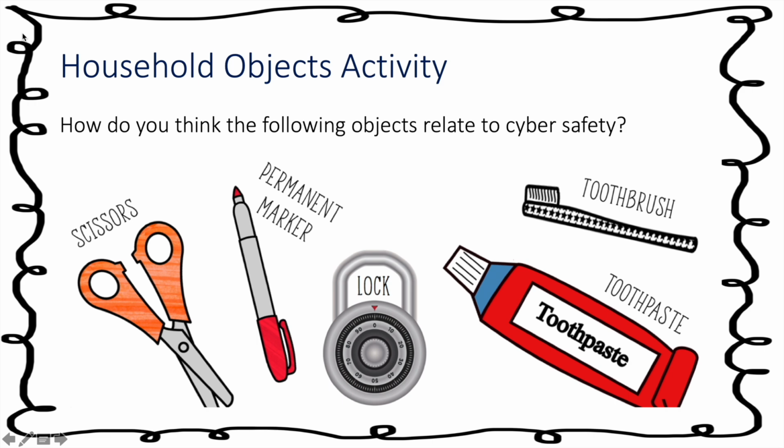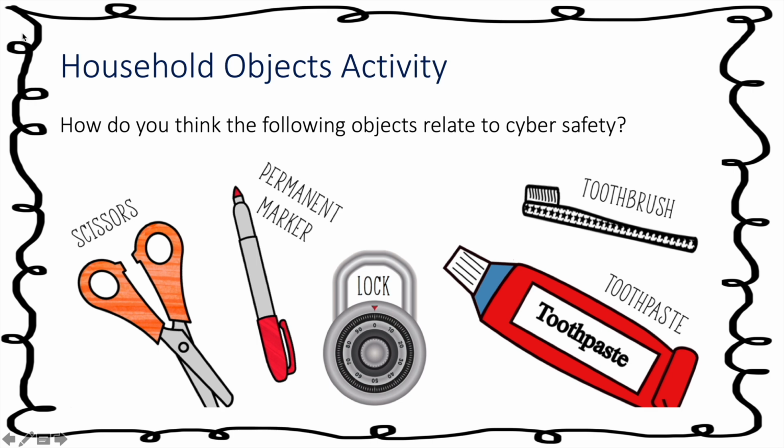So there's two ways you can do this. The more fun way is to actually use the objects. So you would get a pair of scissors, a permanent marker, a lock, some toothpaste, and a toothbrush, and pass them out. So you're going to split the class into 5 groups, and each group will receive an object. And then if you do not want to use the actual objects, you could just print this page and cut it out into different pictures so they could have a picture of a toothbrush instead of the actual toothbrush. But I do think the actual objects are most fun.